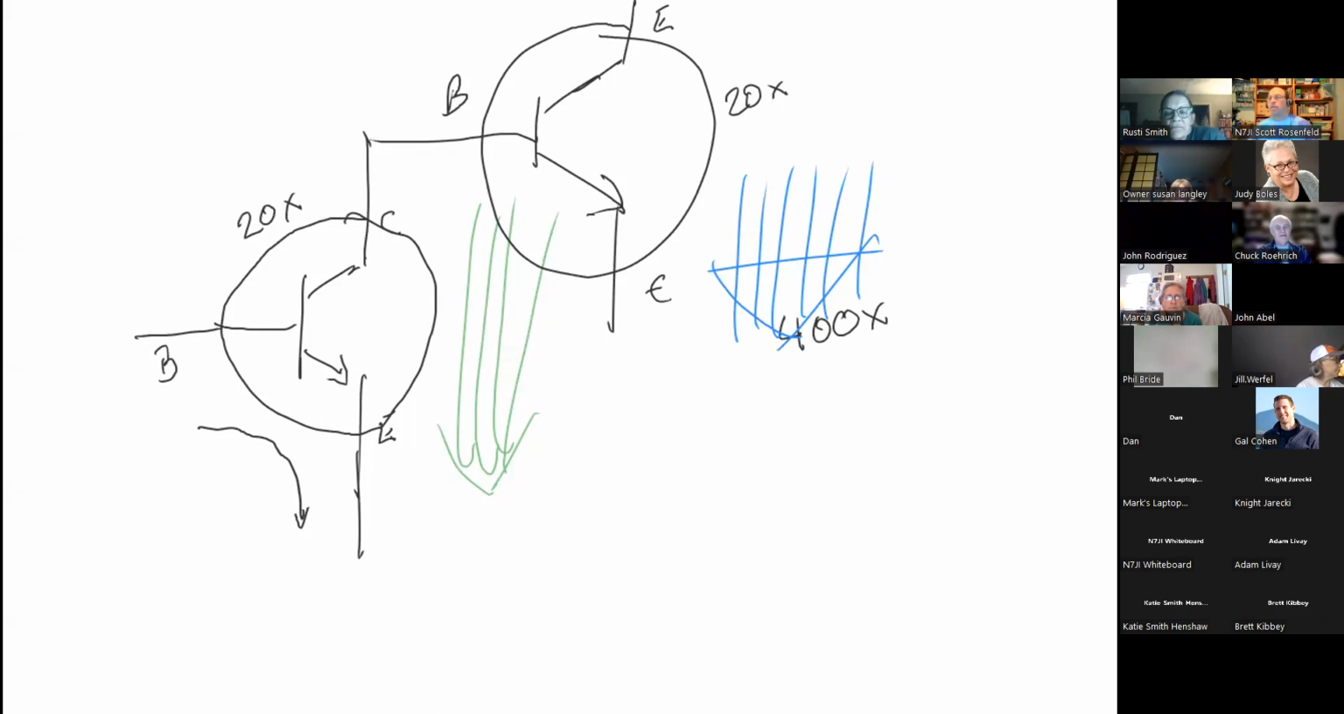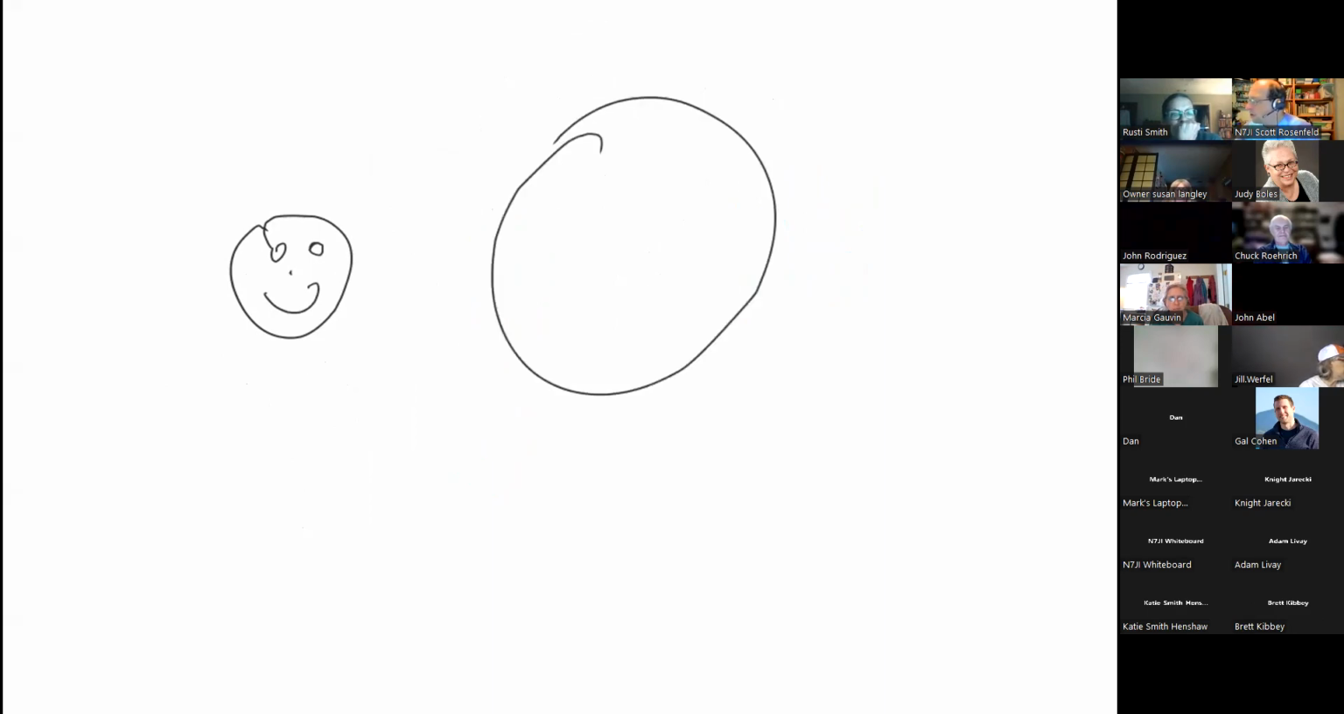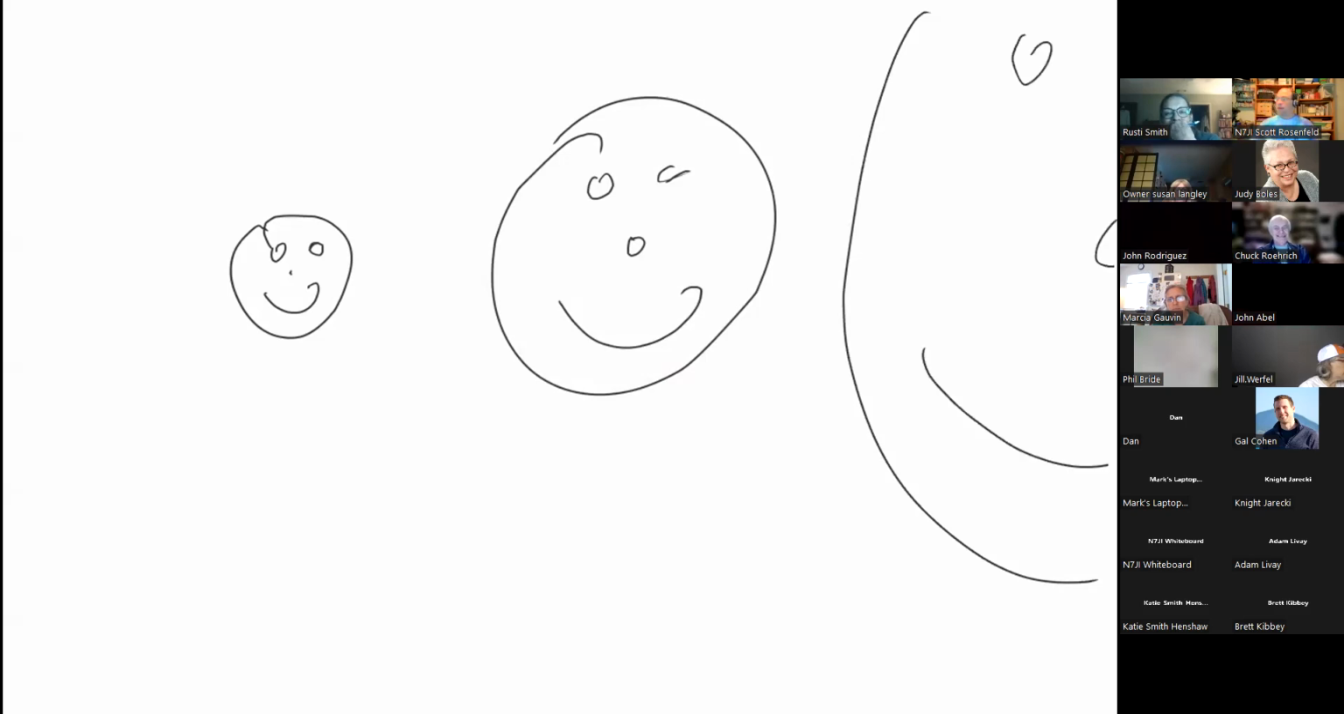What do you mean copy? Well, let's say that I have a picture of a smiley face, right? And I take a small smiley face and I make a big copy of that small smiley face. Well, that's a big copy. Now I take that and I make a bigger copy. Is each one identical to the previous one? No, not quite, because they're copies. That's exactly what an amplifier does.